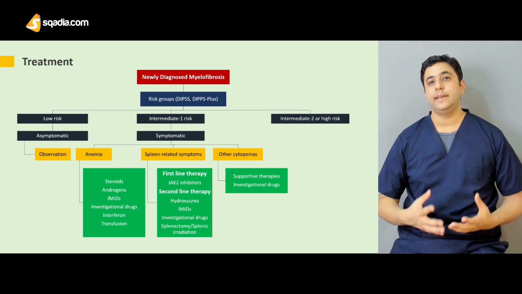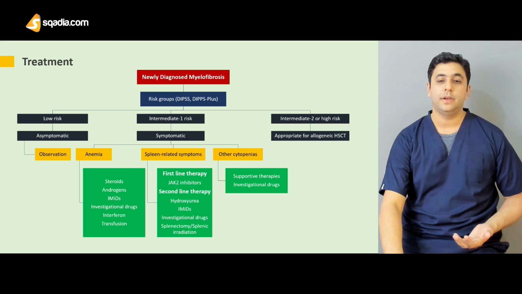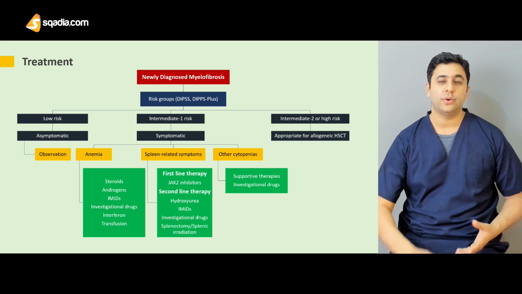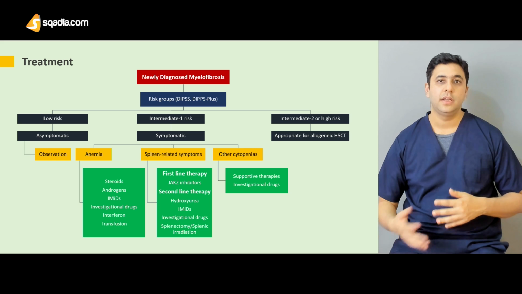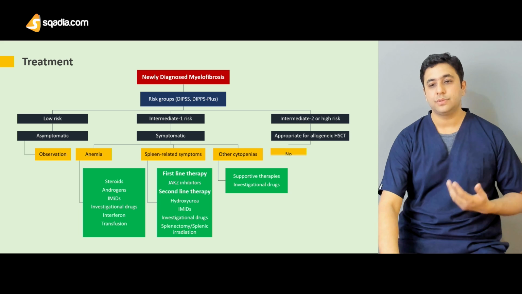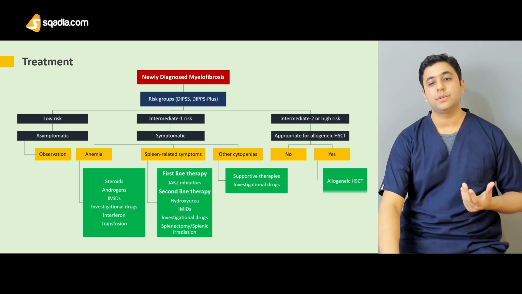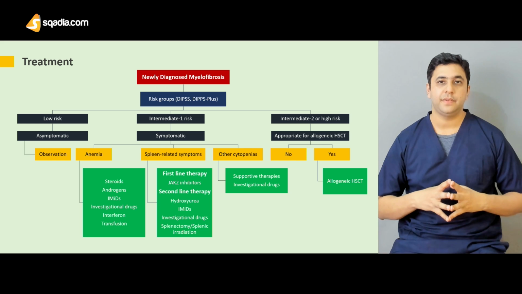If the patient is high risk or intermediate-2, and we have an appropriate allogeneic hematopoietic stem cell transplantation candidate, either the patient is young or the patient has a perfectly matching donor, then we can proceed with the hematopoietic stem cell transplantation. And this is the only curative therapy which we have.